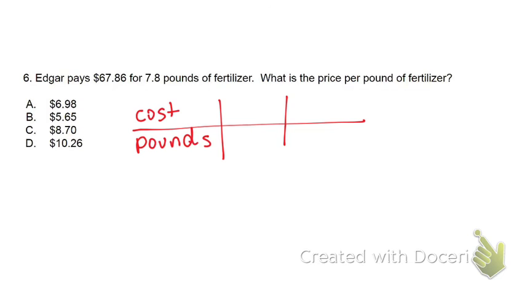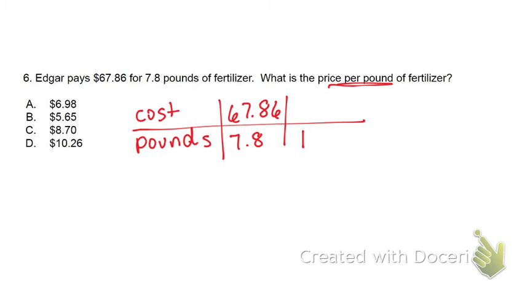All right, this problem here. Edgar pays $67.86 for 7.8 pounds of fertilizer. What is the price per pound of fertilizer? Price per pound, that means for 1 pound. So we're going to find the unit rate or unit cost, okay? So we start out with the cost, that is $67.86 for 7.8 pounds. And when I find the price per pound, that's 1 pound.